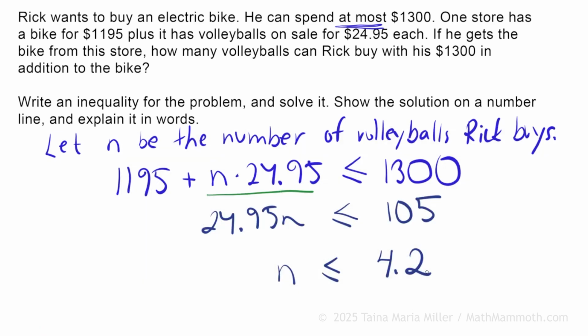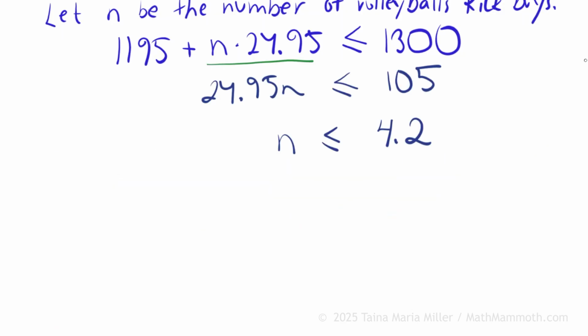Now, it also says, show the solution on a number line and explain it in words. I actually already explained it in words. He can buy 4 volleyballs. But let's draw the number line. Our variable is less than or equal to 4.2, so we would want to mark the number line so that 4 is there and 4.2 is there on the number line.